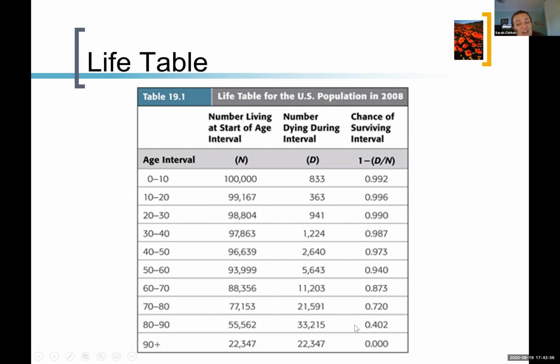By the time you're over 80, you only have a 40% chance of surviving. Why did it go to 0? What does that mean? Well, since this interval doesn't have an end, it doesn't say 90 to 100, it just says everybody 90 and above. Because we are not immortal, everybody in that interval eventually dies, right? Because they didn't put an end to the interval. So that's why it's 0.